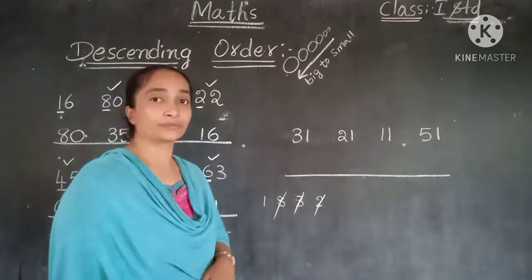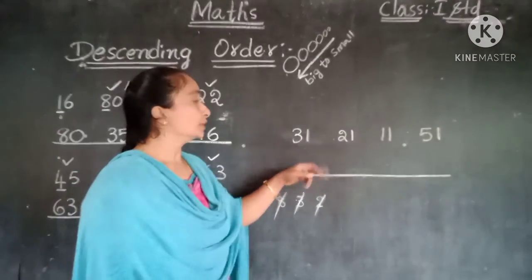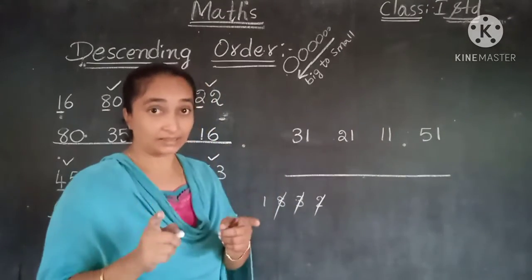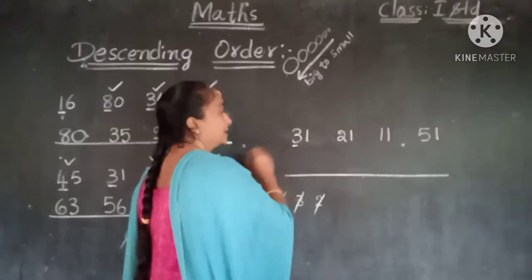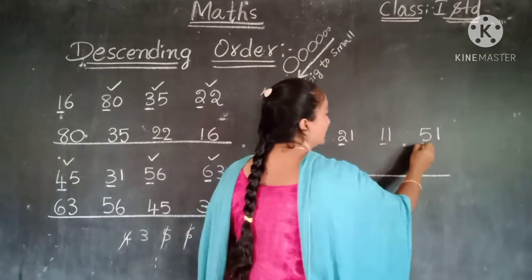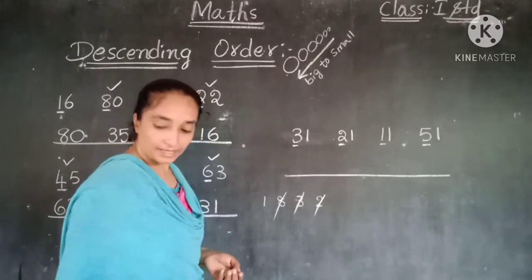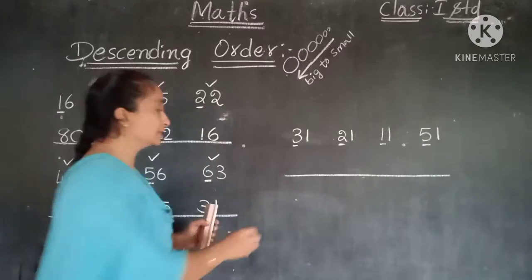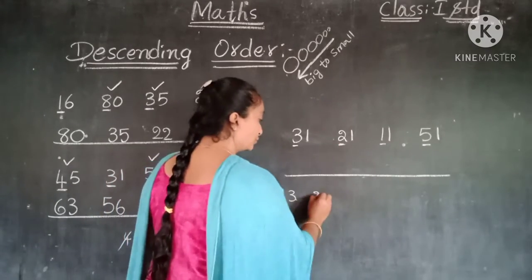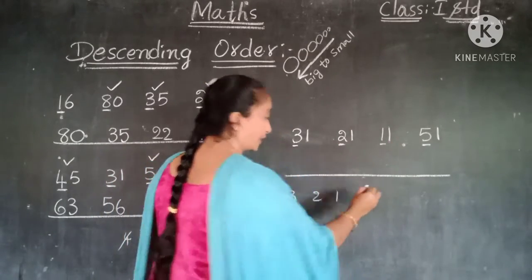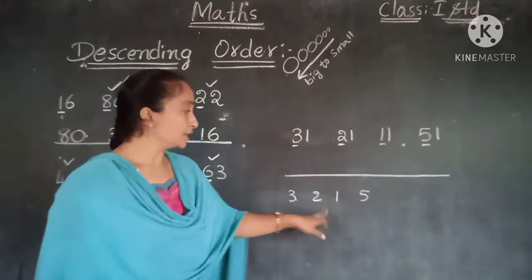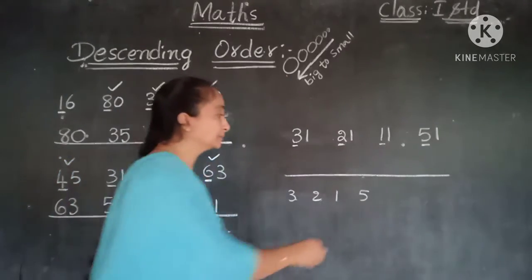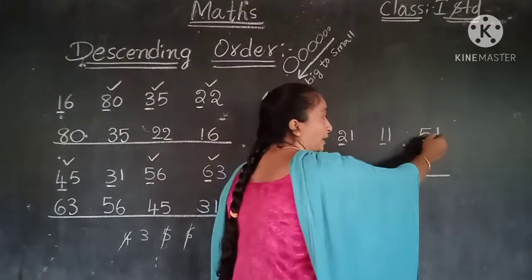Now here one more last one you can find out, children, very easily. So 31, 21, 11 and 51. Check the tens place. So 3 tens, 2 tens, 1 ten, 5 tens. That means, children, here we can write these small numbers: 3, 2, 1 and 5. Okay, children. Now 3, 2, 1, 5, which is the big number? So 5 is the big number. 5, 1, 51.